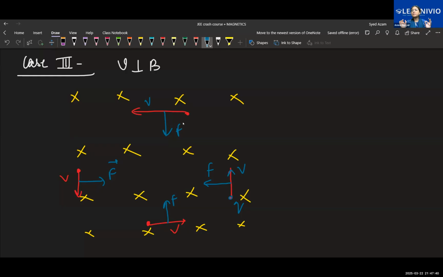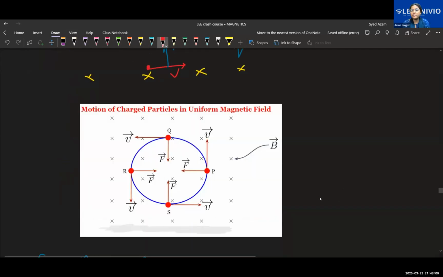Now, these were just peculiar 4 points that I had chosen. So I can see that all the forces are towards the center. It means even if I take a charge here or here, the force will point towards the center only. So ultimately, what will I get? I will get a circular motion like this. At every point, the force will be pointing towards the center. Velocity will be tangential to it.